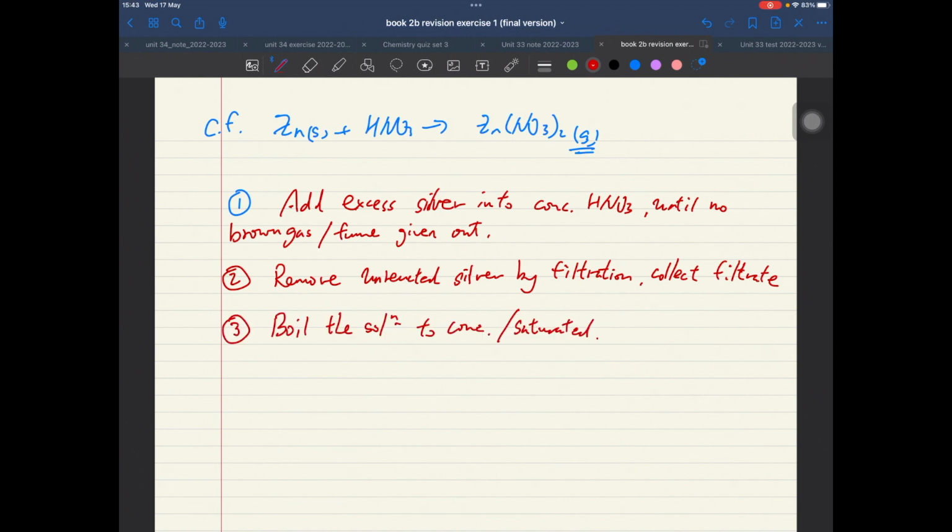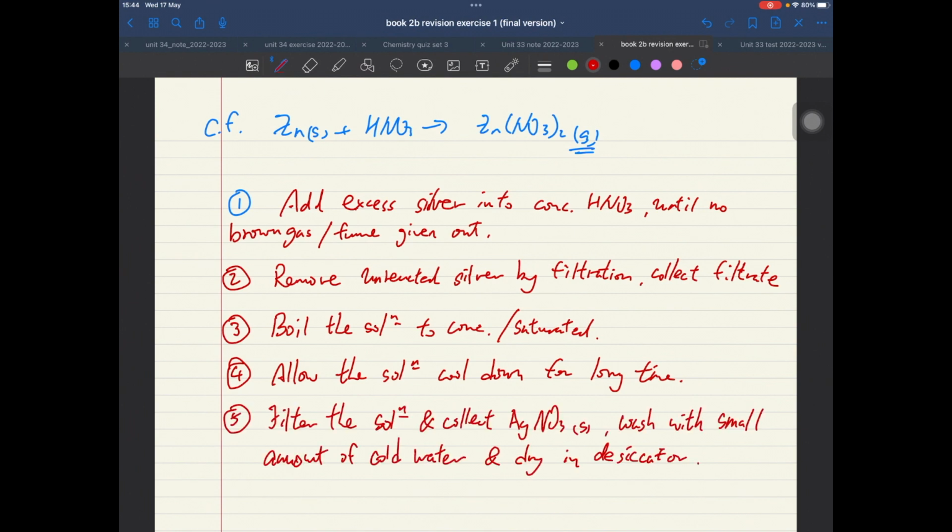The next one is we try to make the solution more concentrated by boiling to concentrate or boil to saturate. In order to prepare crystals, we should allow the solution to cool down for a long time. Finally, we get the crystals by using filtration again. We filter the solution and collect the crystals. Wash with a small amount of cold water to remove the soluble impurities on the surface, and then dry in a desiccator.